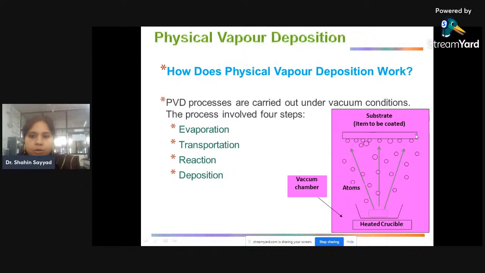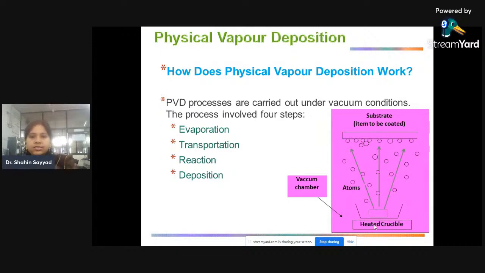So in physical vapor deposition, simply we are having the evaporation chamber. So we have a vacuum chamber. In the vacuum chamber, we are having a heated crucible. We are heating the crucible. Crucible किसको बोलते हैं? जिसमें हम हमारा material को place करते हैं. It may be a silica crucible, silica material से made हो सकता है. It can be of alumina, alumina से भी, or it can be of porcelain.